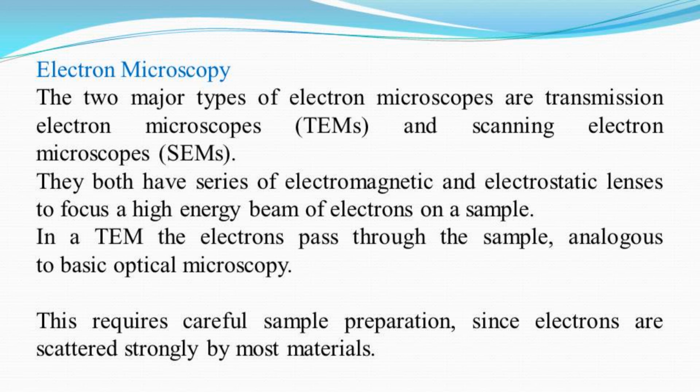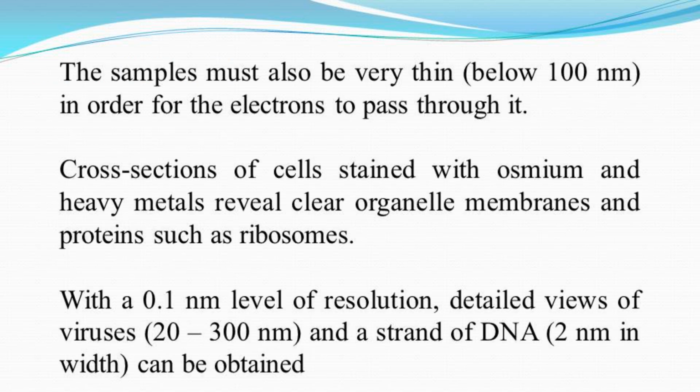In a TEM, the electrons pass through the sample, analogous to basic optical microscopy. This requires careful sample preparation since electrons are scattered strongly by most materials. The samples must also be very thin, below 100 nm, in order for the electrons to pass through it. Cross sections of cells stained with osmium and heavy metals reveal clear organelle membranes and proteins such as ribosomes.